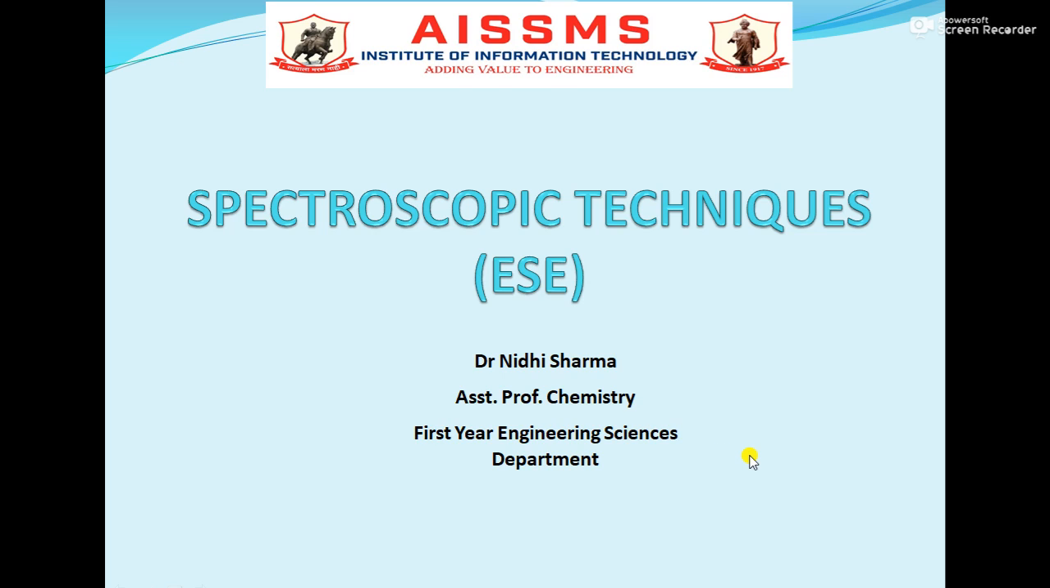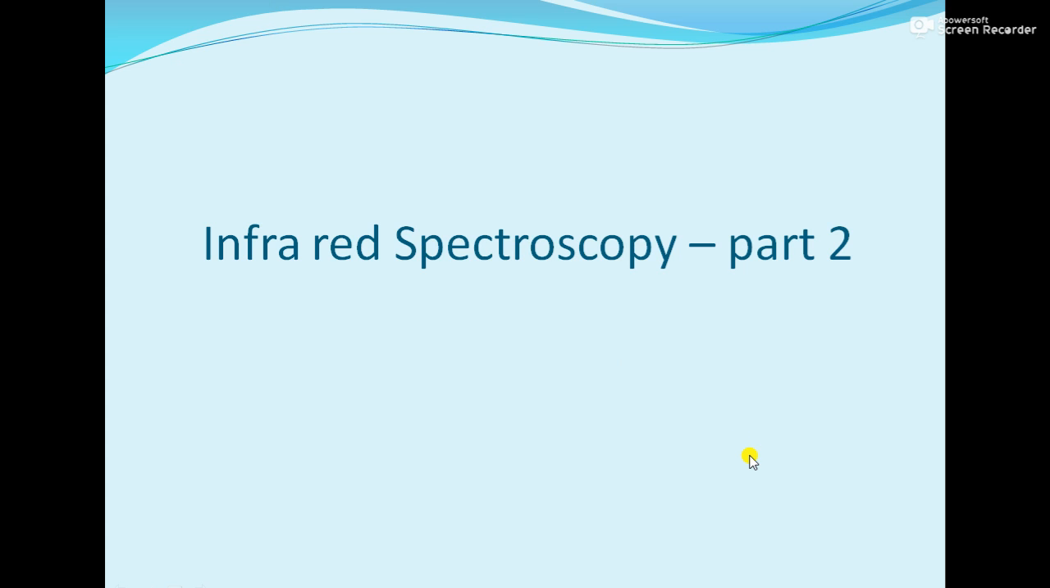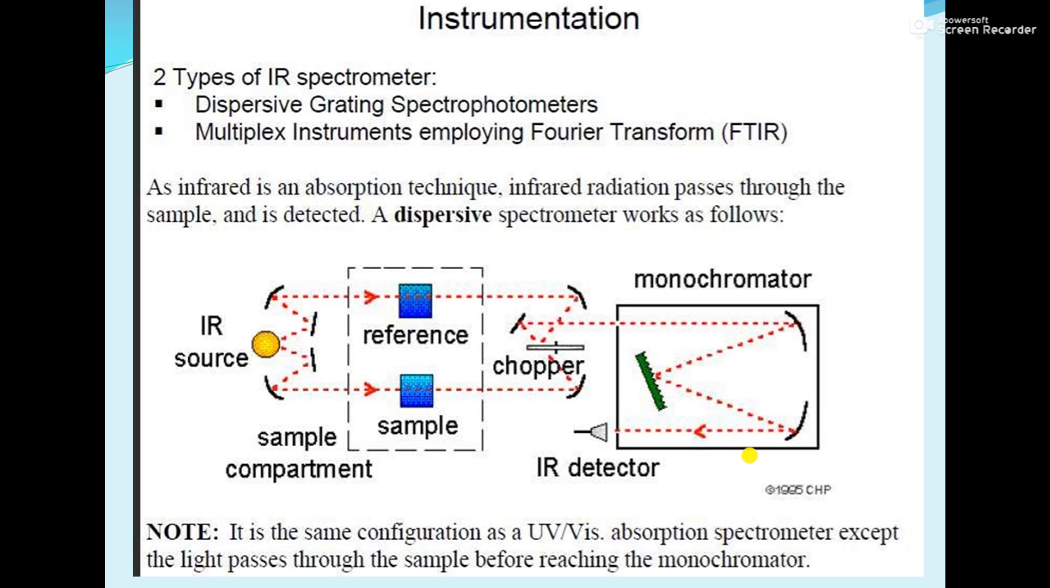Now today I am going to start the IR spectroscopy part 2. In IR spectroscopy part 2, we are going to discuss the instrumentation of IR spectroscopy. So first, as you can see in the given figure, this is an IR spectroscope. It is the spectroscope which works like the UV spectroscope only. There are two types of IR spectroscope: dispersive grating spectrophotometer and multiplex instrument employing Fourier transform.